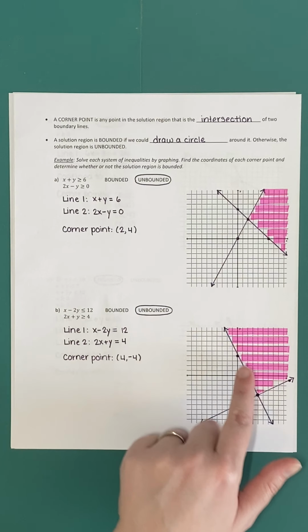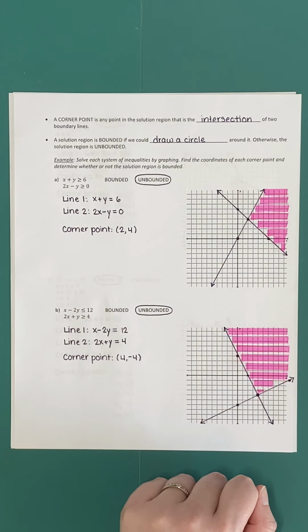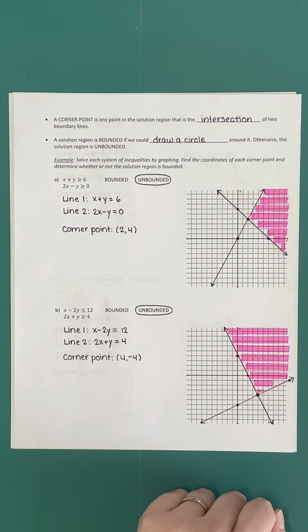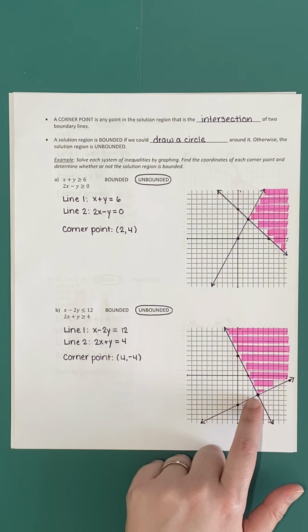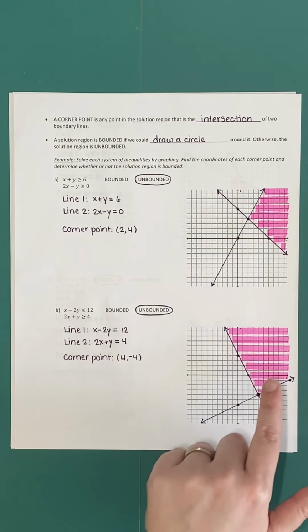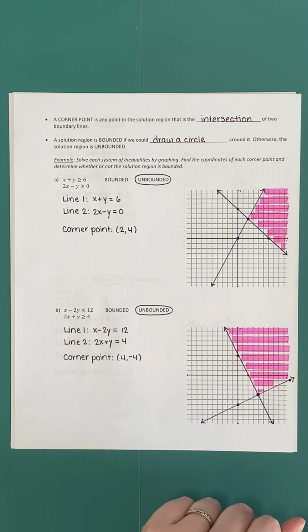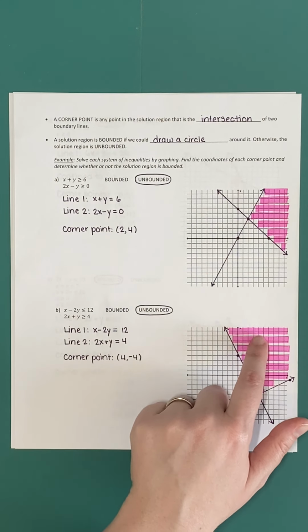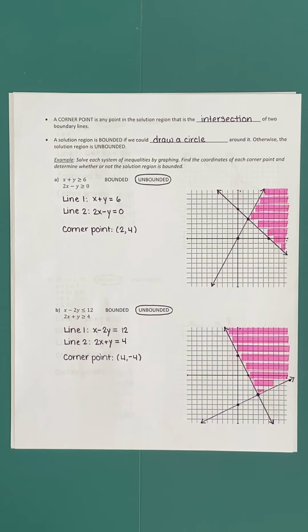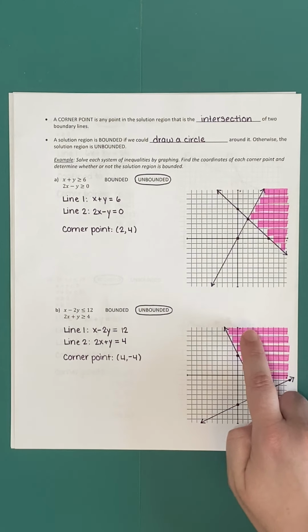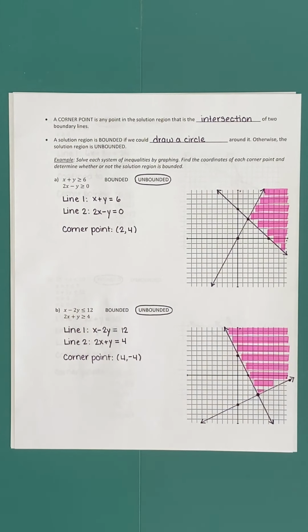And in this case, the overlapping region is again going to be the region in the upper right-hand side of the coordinate plane. So we have a corner point at (4, -4), and we're shading the region bounded by that in the upper right-hand corner. So anything in this region represents a solution to our system. Yet again, this is an unbounded solution region because it's going to continue forever and ever, up and out. So we know we can't draw a circle around it. We know it's going to be unbounded.